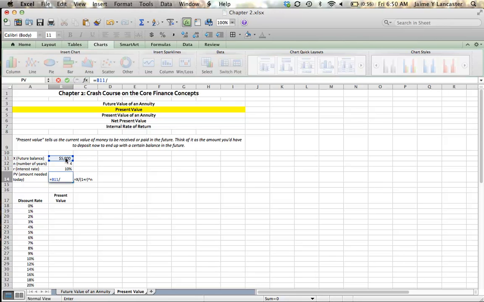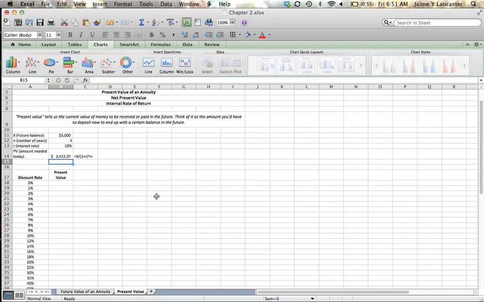So we're going to start with our $5,000. And we're going to divide it by 1 plus our interest rate raised to the power of n. And that shows us that we need $3,415.07 today. If we put that in the bank at 10% interest, at the end of 4 years, we'll have $5,000. The amount that we need to invest today, that is present value, is going to depend really heavily on the rate of interest that we can earn.